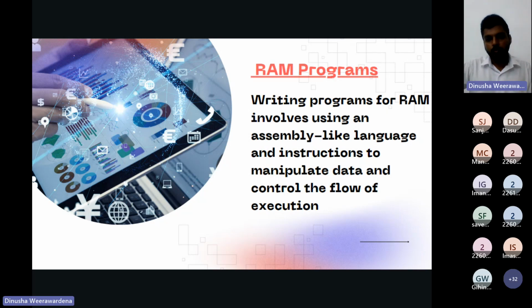In RAM programming, we use instructions as our building blocks, much like the letters of an alphabet. These instructions are precise commands that tell the computer what to do. We can perform operations such as loading data into registers, storing data back into memory, and manipulating values using arithmetic operations. With these instructions, we sculpt the behavior of our programs.